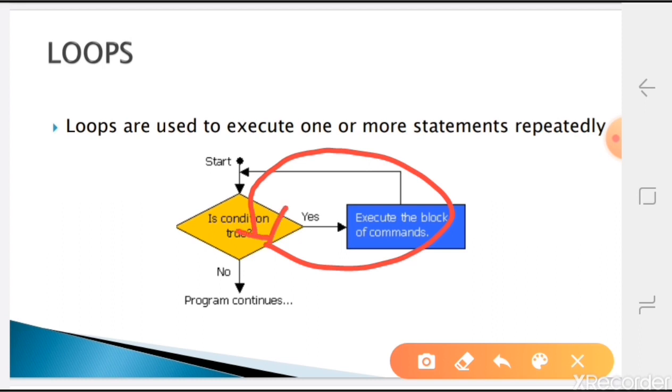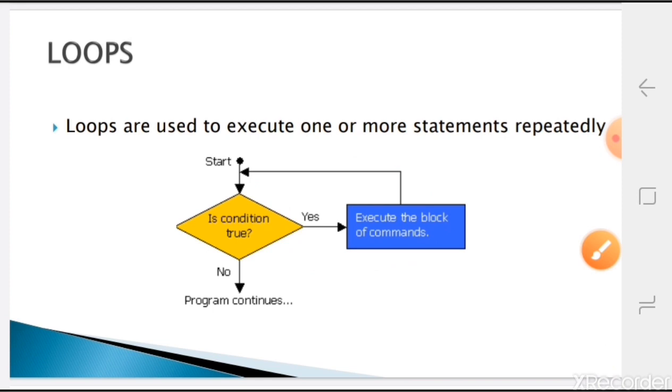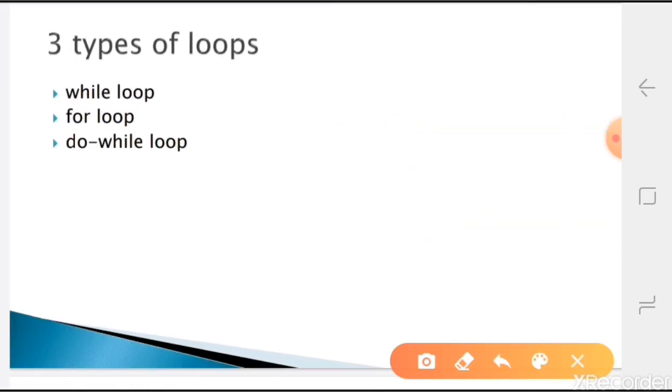So here we are continuously checking the condition. If it is true, execute something. Then again check the condition and execute something, like that, until and unless this condition becomes false. In C we have three types of loops: while loop, for loop, and do while loop. One by one we'll go through them.